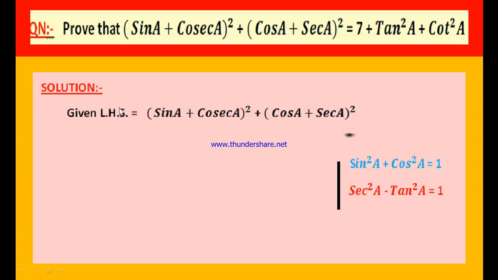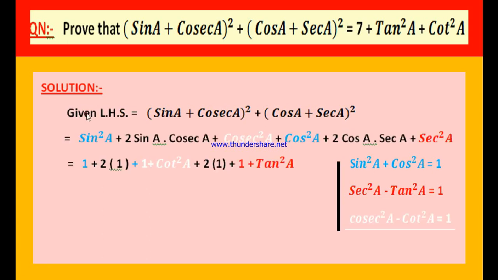Here is the solution. Let us take the LHS. (Sin A + cosecant A) whole square plus (cos A + secant A) whole square. This is in the form of (a + b) whole square, which is a square plus 2ab plus b square. That is sin square A, plus 2 into sin A into cosecant A, plus cosecant square A. Again it is in the form of (a + b) whole square: cos square A plus 2 into cos A into secant A plus secant square A.